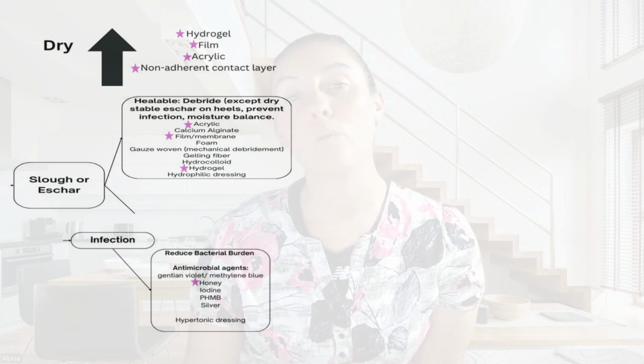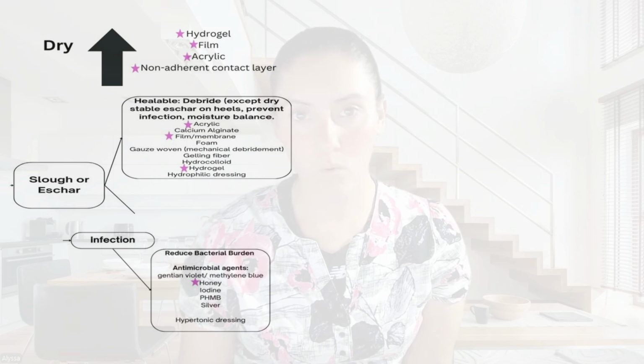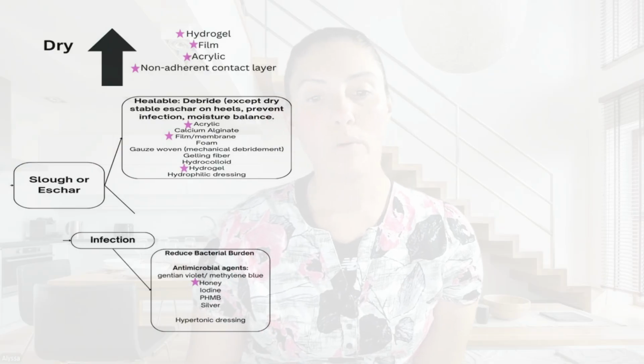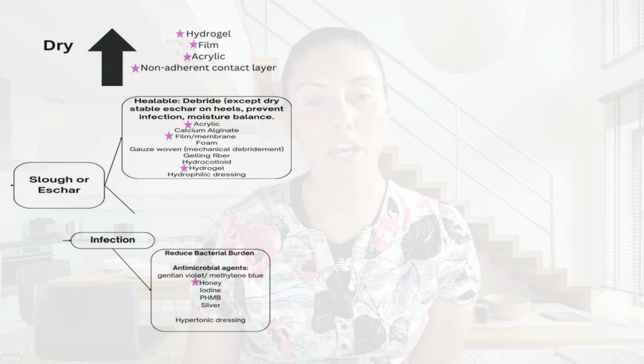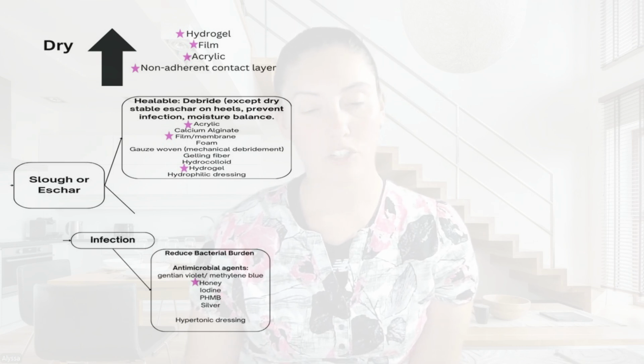Normally we take a wound culture because we don't just want to be throwing antibiotics at them. We want to do a culture and sensitivity to make sure that we're using the best possible antibiotic to knock out that bacteria. But for our topical antimicrobial, we have gentian violet and methylene blue, honey, iodine, PHMB, silver, and a hypertonic dressing.